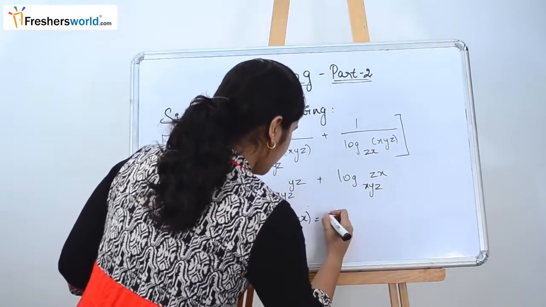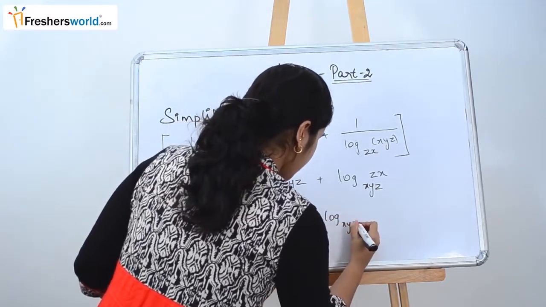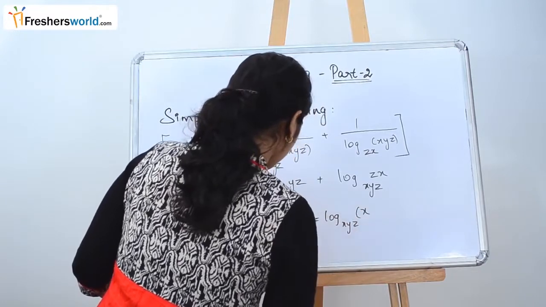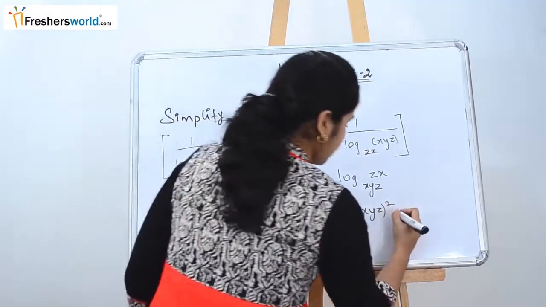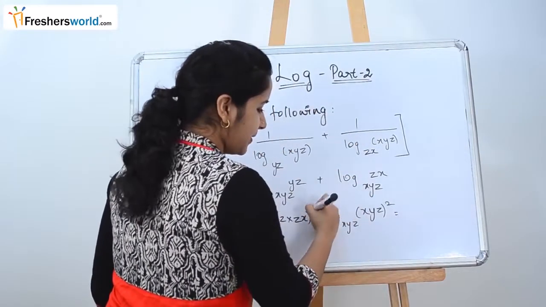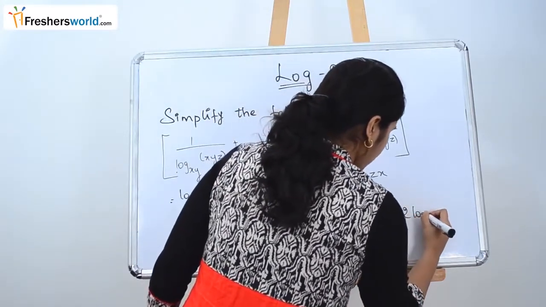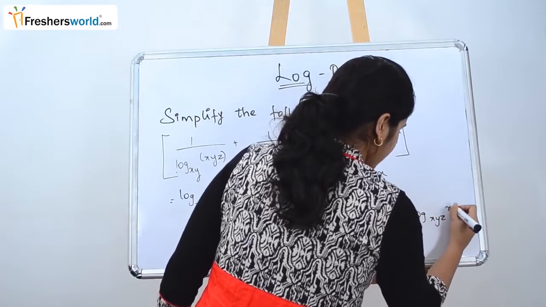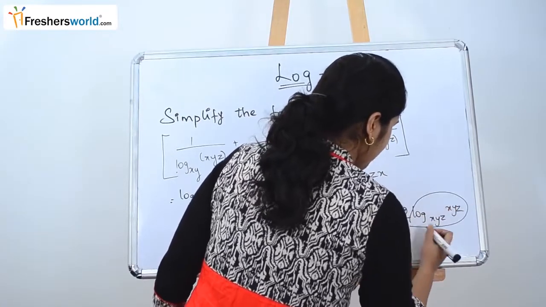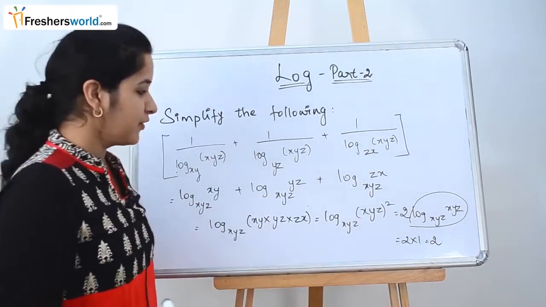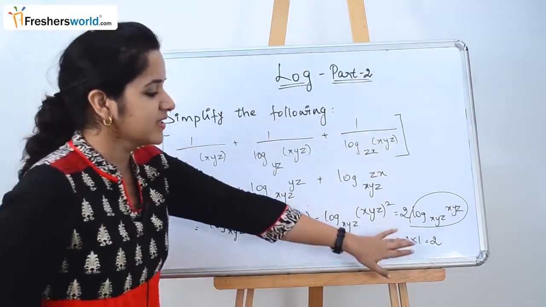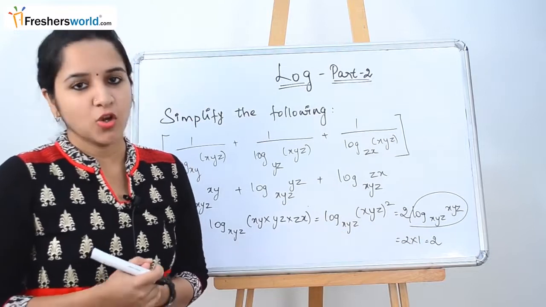Yeah, how this can be written as log xyz, x into y into z, the whole square. So this can be rewritten, the power can be taken here. So 2 log xyz to the base xyz. So this is nothing but 1. So 2 into 1 is equal to 2. So once we simplify the problem that they have given, the answer that we arrive at is 2. So let's go to another problem.